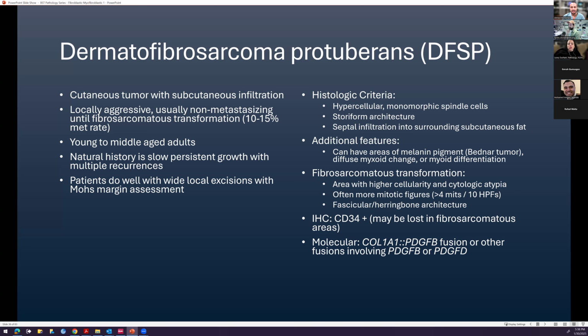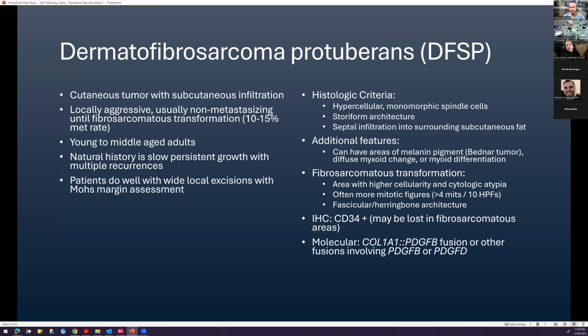Okay, so your histologic criteria, like we said, need to be a hypercellular tumor, monomorphic spindle cells, generally storiform architecture. Those are kind of required. Septal infiltration into the subcutaneous fat. And like we said, additional features: you can have melanin pigment in Bednar tumors, myxoid changes. You can actually have myoid differentiation as well in DFSP. And I talked about the criteria for fibrosarcomatous transformation already. You're looking for an area of higher cellularity, cytologic atypia, usually more mitotic figures, more than 4/10, and often fascicular herringbone architecture.